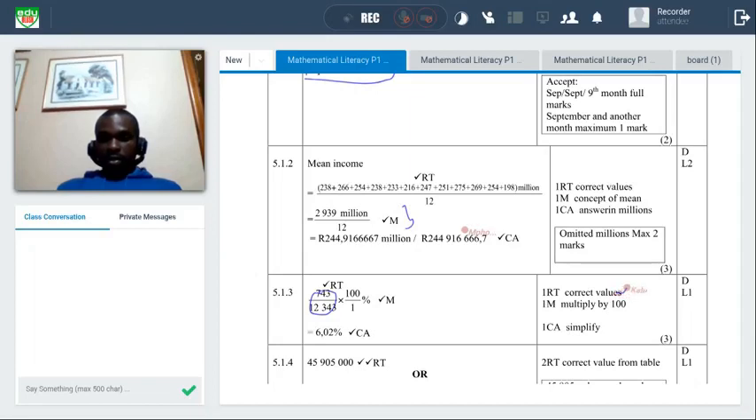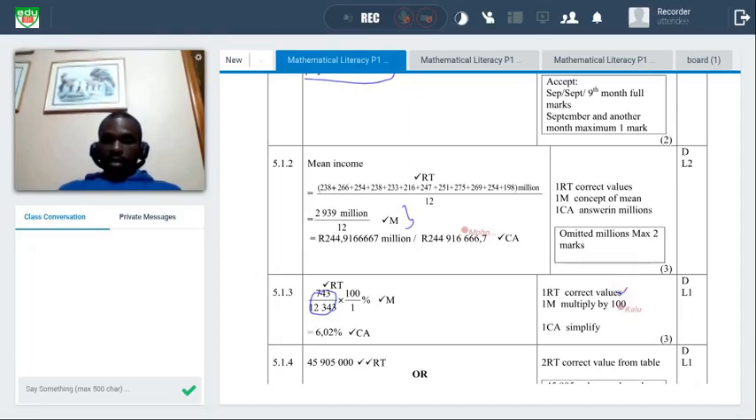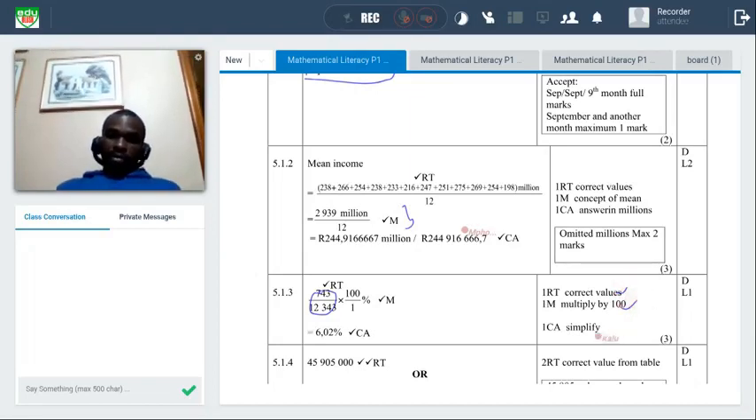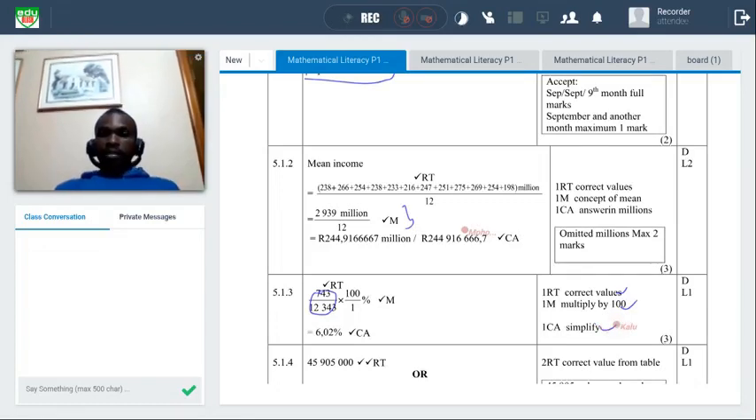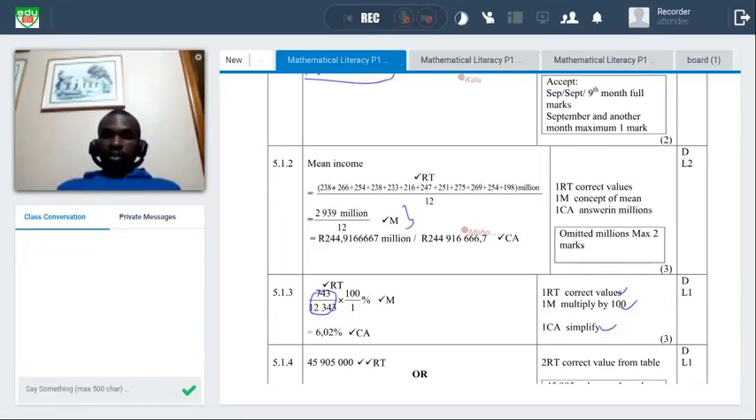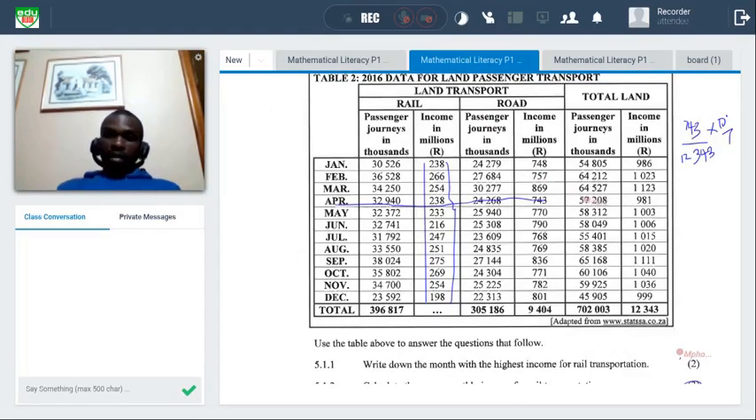Your correct values here are 1 mark. Multiplied by 100 is 1 mark. Your final answer is 1 mark. So every step is important.